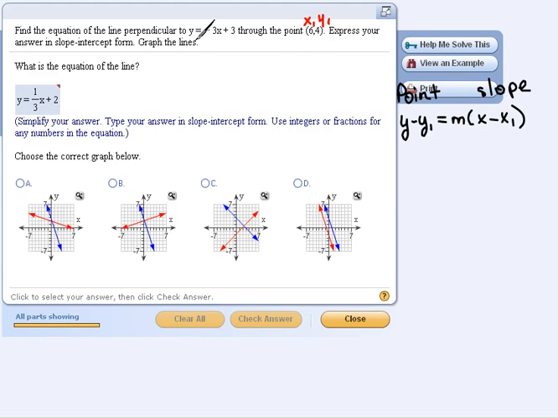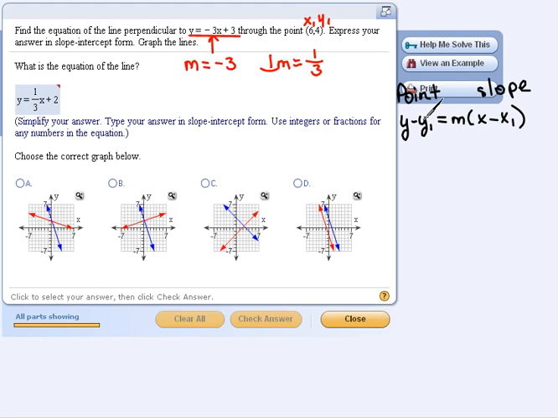Well, they did tell us, though, that our equation has to be perpendicular to this line, y equals negative 3x plus 3. The slope of this line, remember your slope is in this m position, so the slope in this line would be negative 3. Now let's think about what the perpendicular slope would be. Perpendicular slopes always have the opposite sign, so that would be a positive number, and then the reciprocal of each other. So the reciprocal of 3 would be 1 over 3. So we're going to be writing an equation going through this point, (6, 4), with a slope of 1/3.